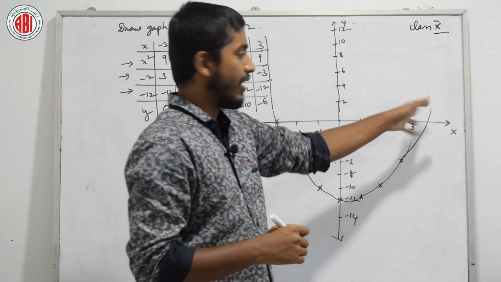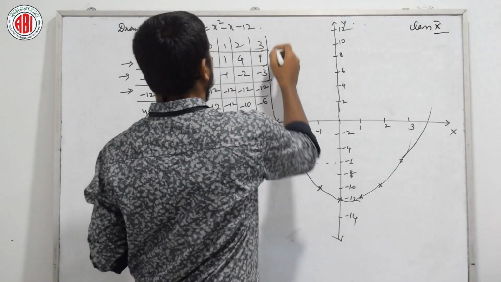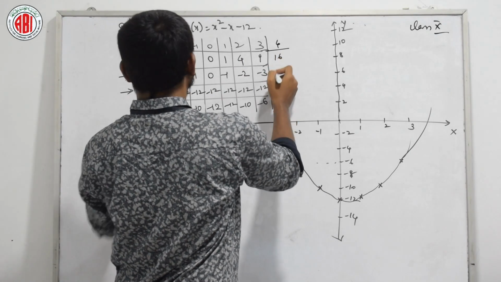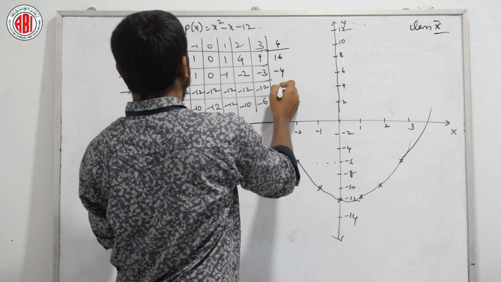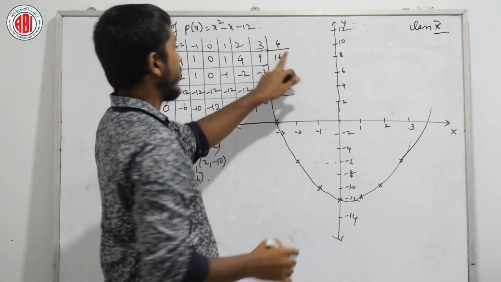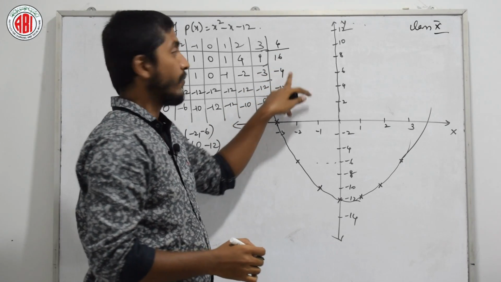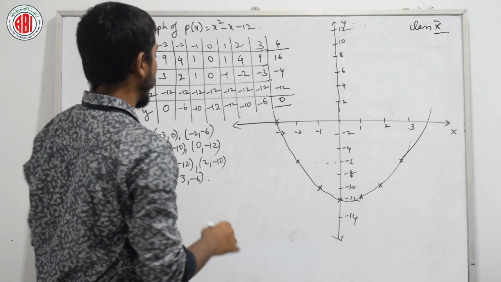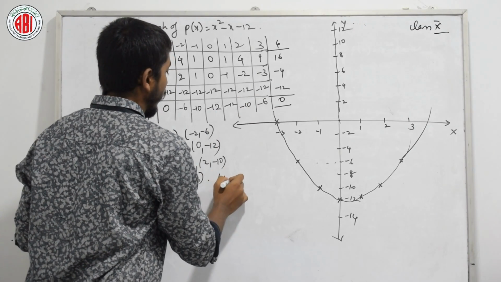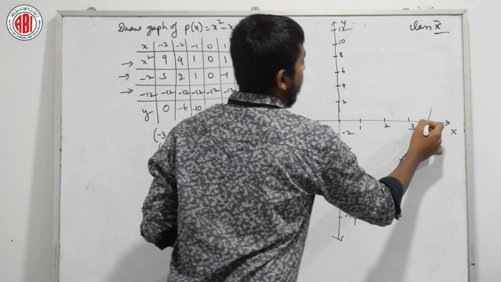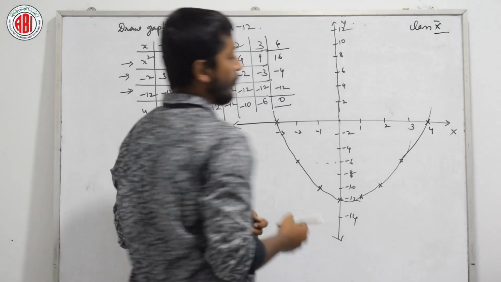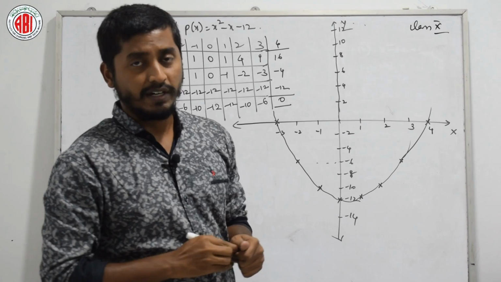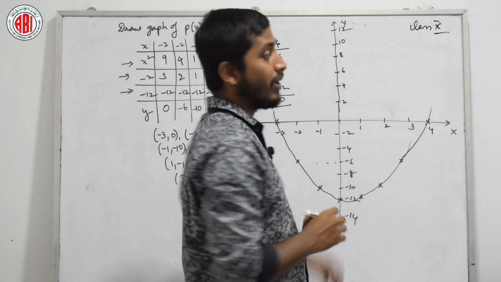So after 3, let us substitute 4 and check whether it is 0 for this or not. X square is 16, minus 4 and minus 12. Let us add: 16 minus 4 is 12. 12 minus 12 is 0. Therefore, the fourth point and the final point is 4 comma 0. That is, it is getting intersected at 4. Clear? Now, did you understand what are the different zeros of a given quadratic polynomial?